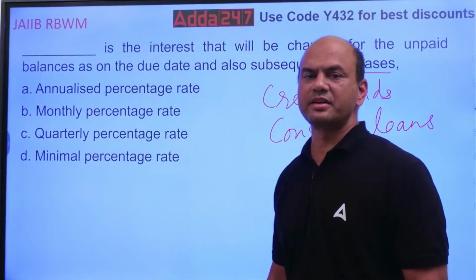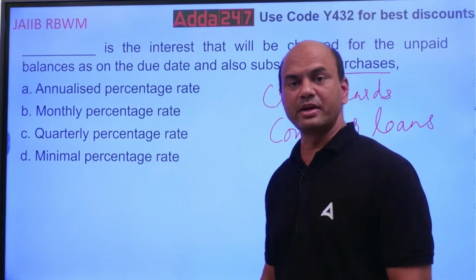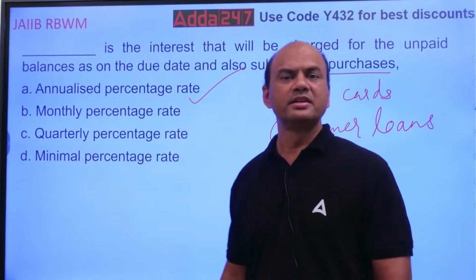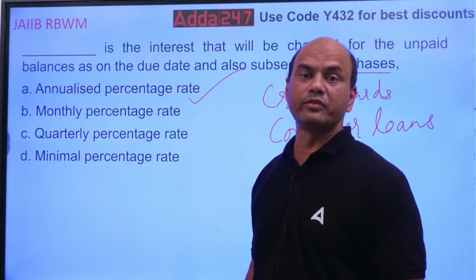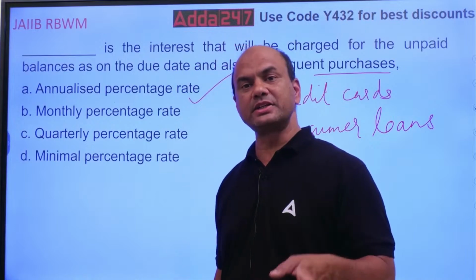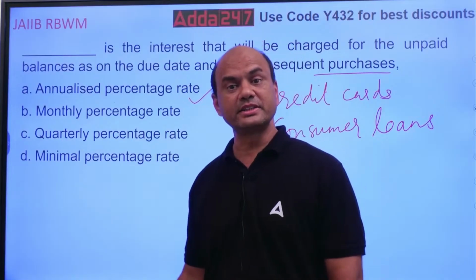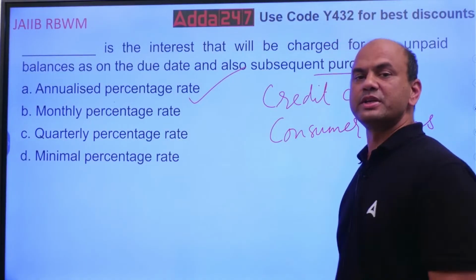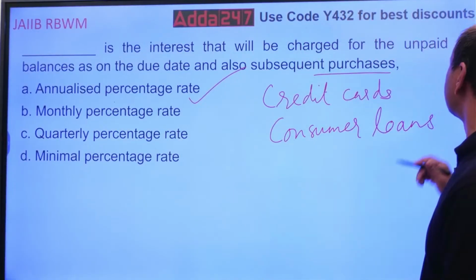So what is charged in credit cards? Yes, it is APR, annualized percentage rate. What is annualized percentage rate? See this. Generally, a credit card gives you a rate of, let's say, 2.5% or 3%. When they give you 3%, it means they will be charging you 3% monthly. So annually it will be 3 into 12, 36%. That is known as APR. So annualized percentage rate is always charged mainly on credit cards, and nowadays on consumer cards by various companies.